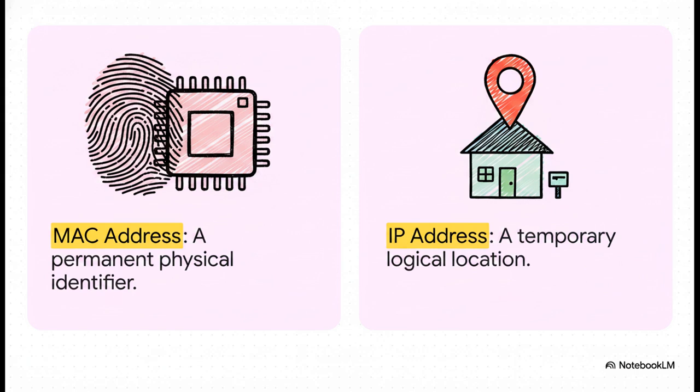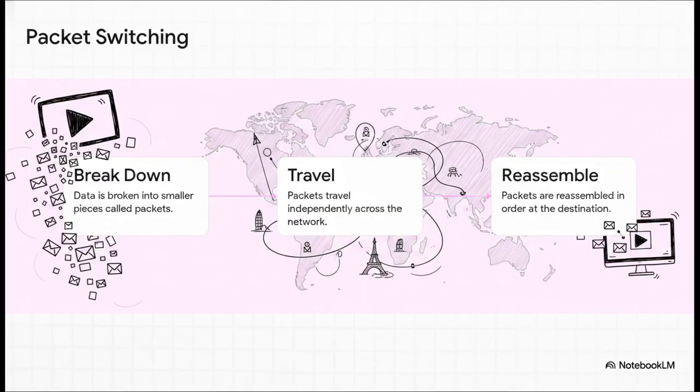And, fun fact, we actually had to invent the massive 128-bit IPv6 system because, thanks to all our smartphones and smart appliances, we literally ran out of the older 32-bit IPv4 addresses. Crazy, right? Now, how does all this data actually travel?